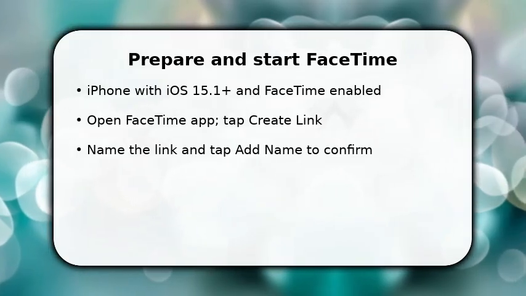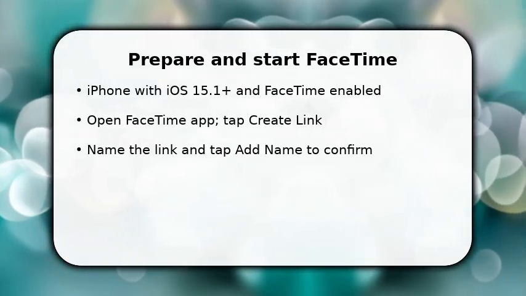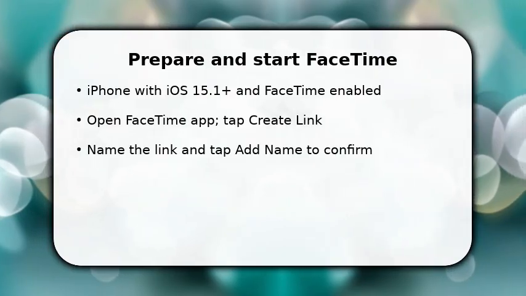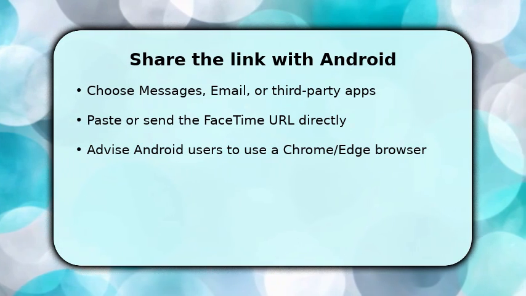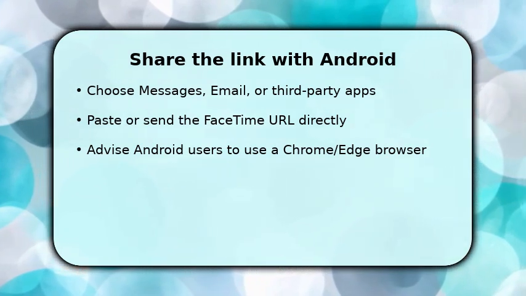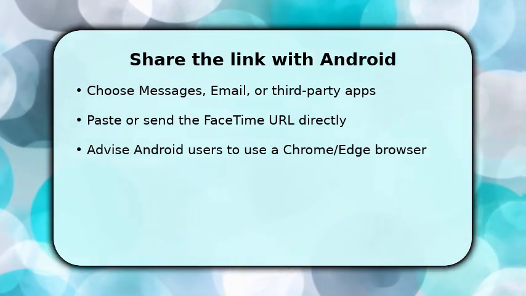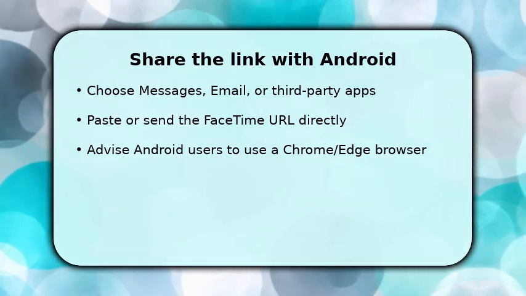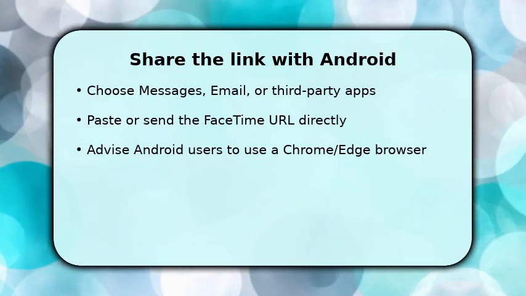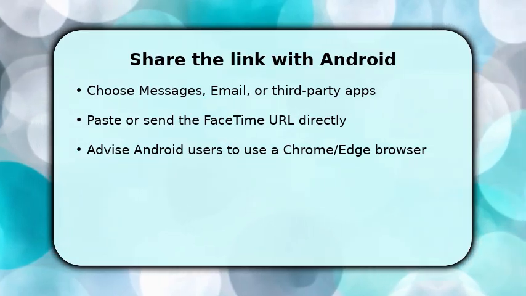This first step creates a universal URL that Android users can open in their browser and join your call. Now pick how you'll send the link: messages, email, WhatsApp, or any chat app. Tap the Share button and select the app, paste or send the FaceTime URL directly if needed. Tell the Android recipient to open it in a modern browser like Chrome or Edge for best compatibility.